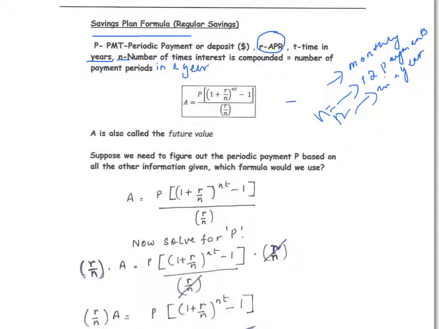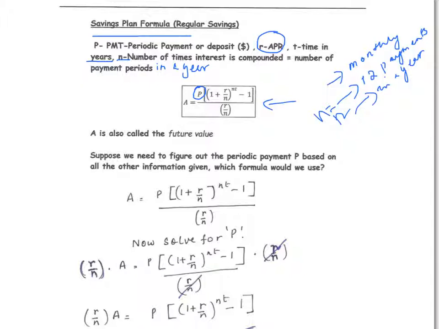Now, this is a complicated formula. So we have A, the accumulated amount, is equal to P, in this case the periodic payment. It is not the principal. It is a periodic payment. The principal is when we have a lump sum. So P, periodic payment, times 1 plus R over N, whole to the NT, minus 1, over R over N.